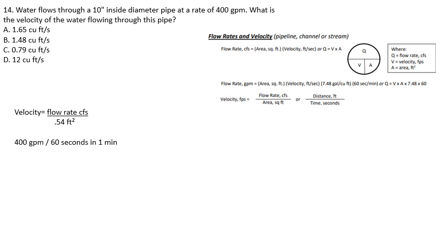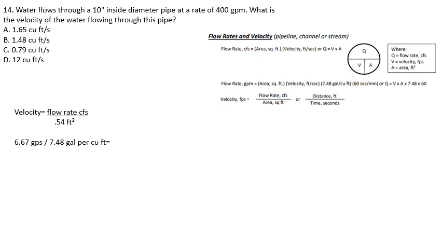We have to do some conversions. 400 gallons per minute, come down to cubic feet per second. So there are 60 seconds in 1 minute. 400 divided by 60 gets you 6.67 gallons per second. Answer is in cubic feet per second.